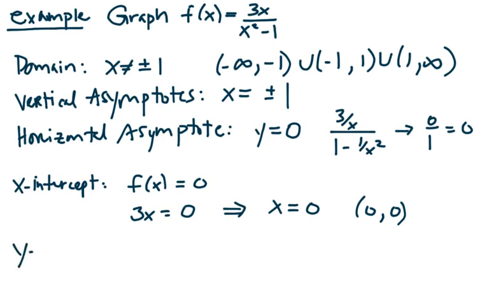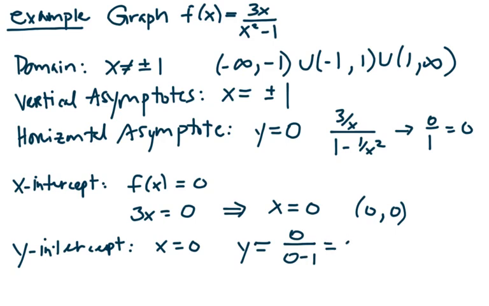The y-intercept is found by setting x equal to 0. So if we set x equal to 0, we've got y equal to 0 over 0 minus 1, which is 0. So the x and the y-intercept are the same point here. It doesn't always happen, but it did in this scenario.